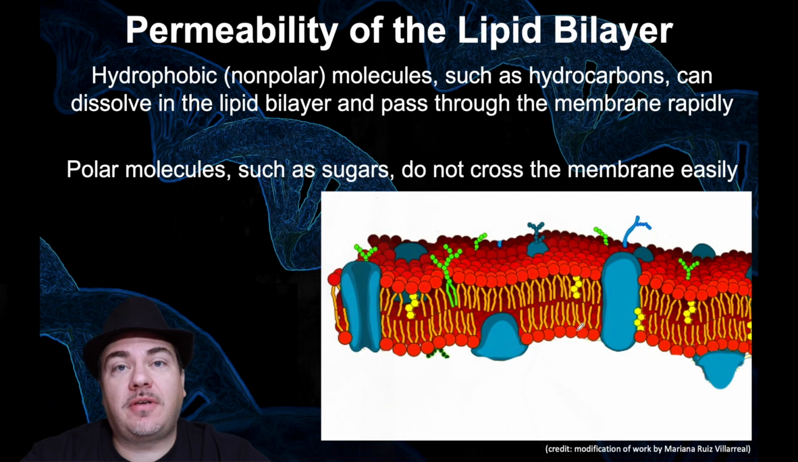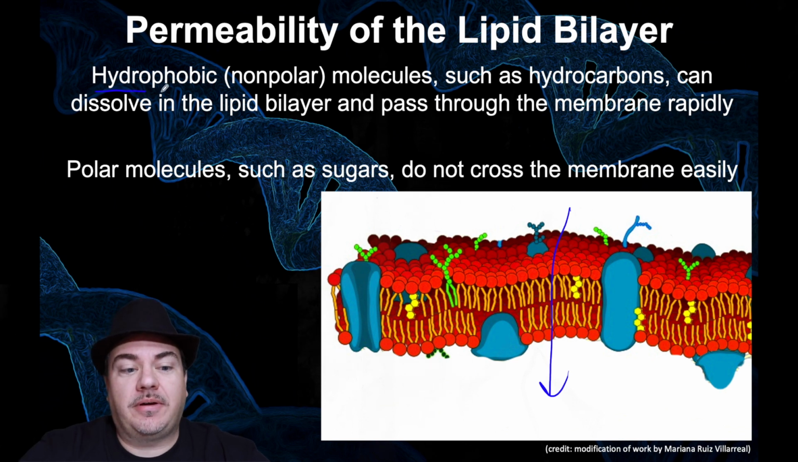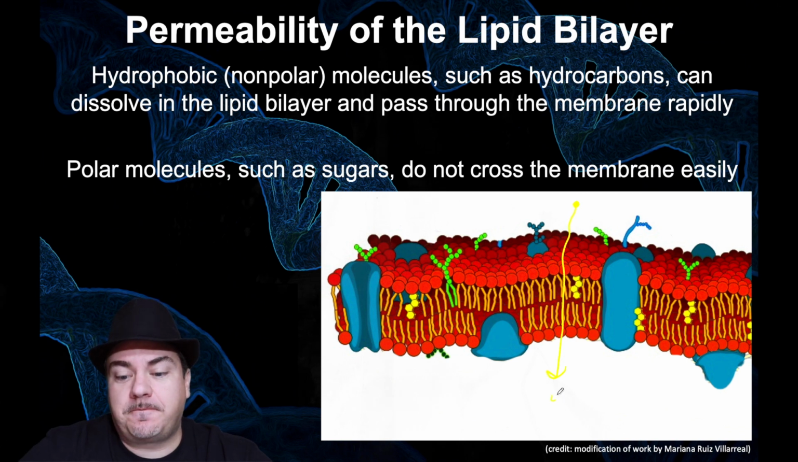Now, it turns out that different substances have different abilities to cross the membrane. Some things can very easily go right from one side of the membrane through to the other side. The things that can easily cross are things that are hydrophobic, so that would be non-polar molecules. If something is hydrophobic, it will easily cross from one side through to the other side of the membrane. Why is that? Since it's hydrophobic, it doesn't mind passing through the middle of the membrane, which is hydrophobic. So it will easily cross right from one side through to the other side.